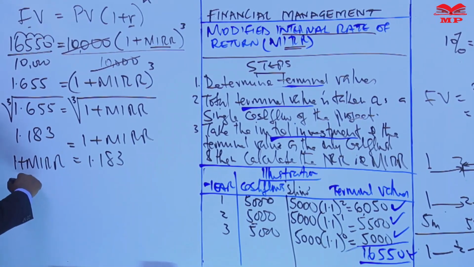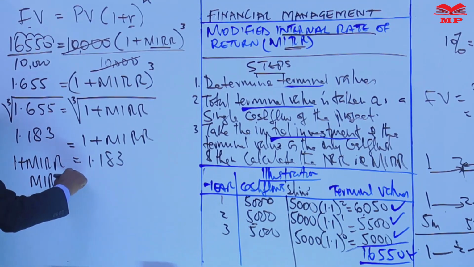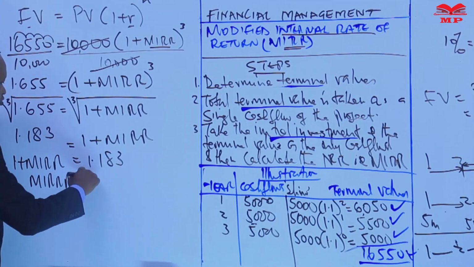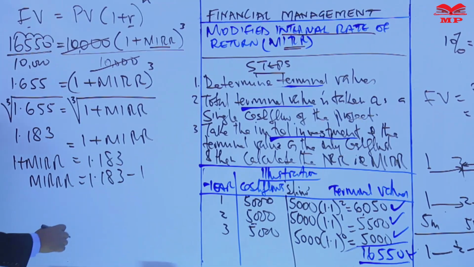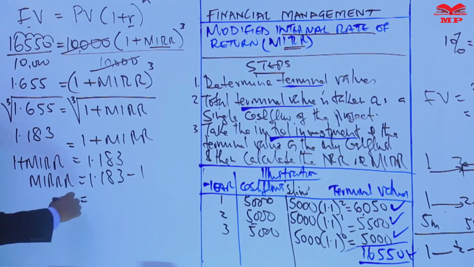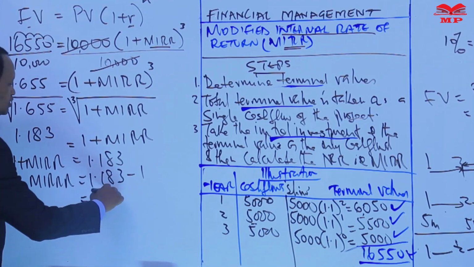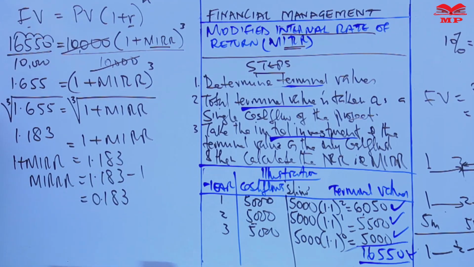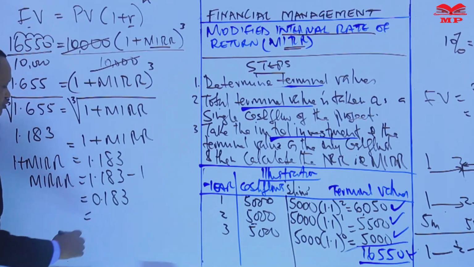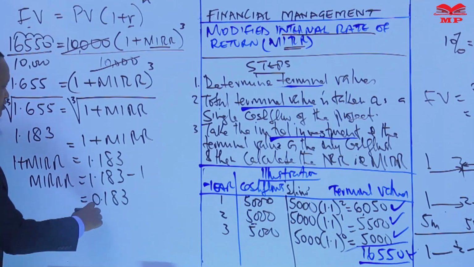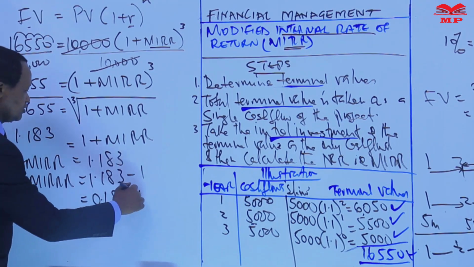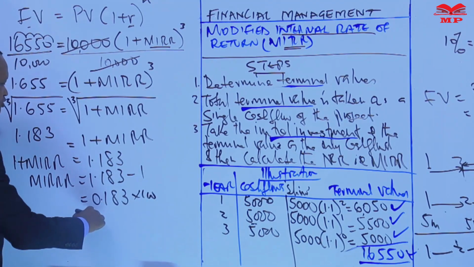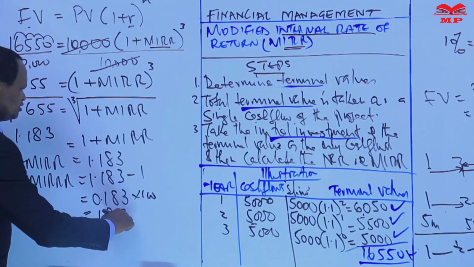Subtract 1 from both sides. We have MIRR is equal to 1.183 minus 1, which is equal to 0.183. Convert this decimal into percentage, you multiply by 100. So this will be equal to 18.3%.